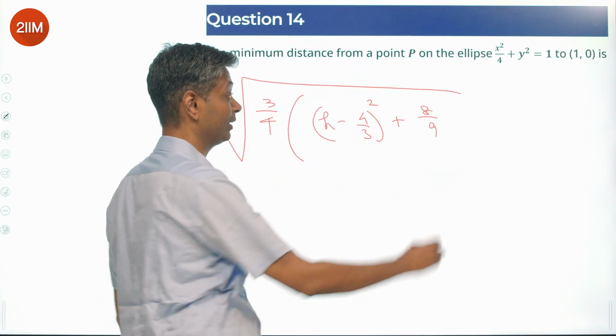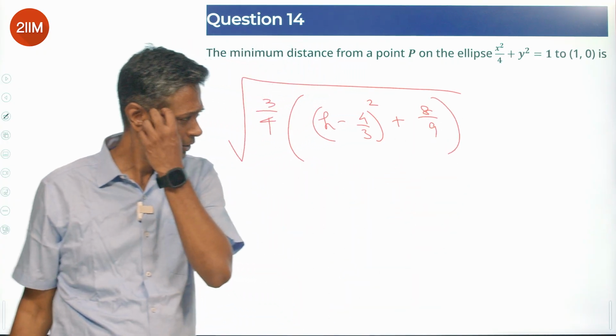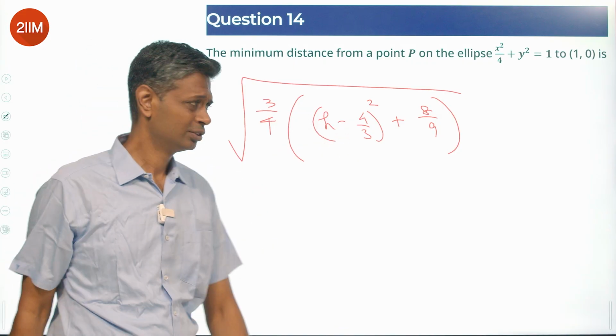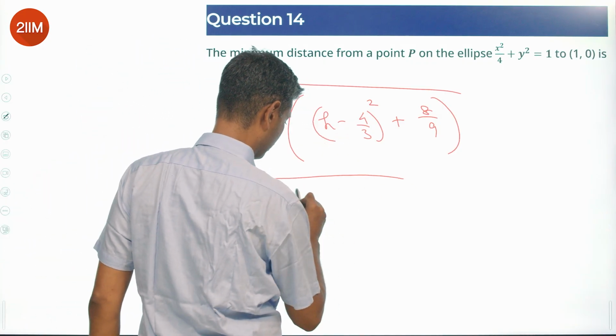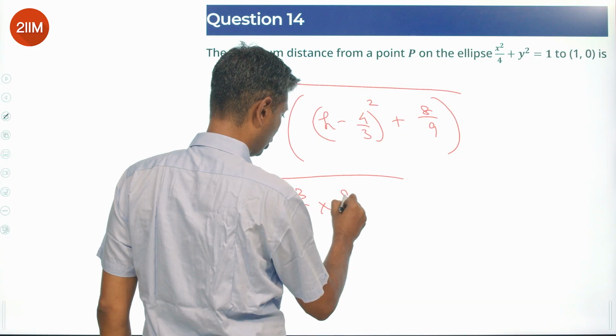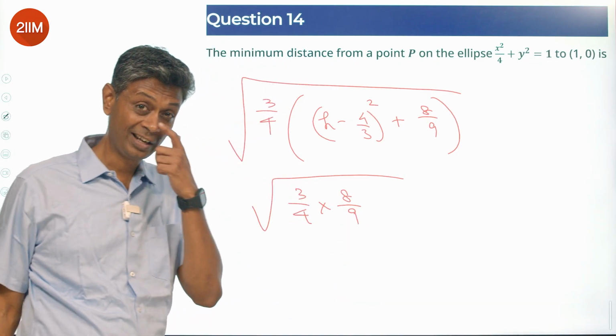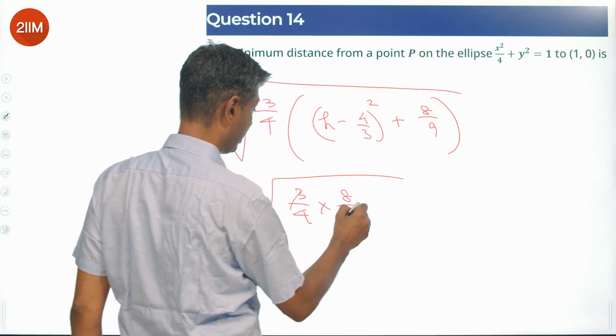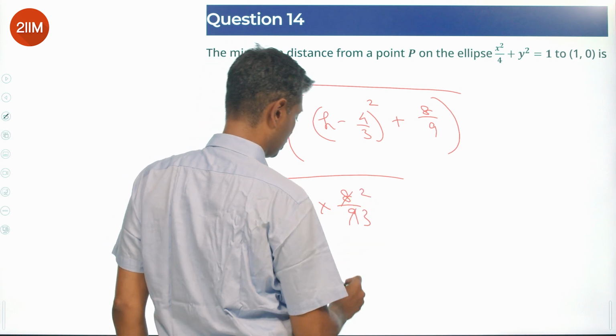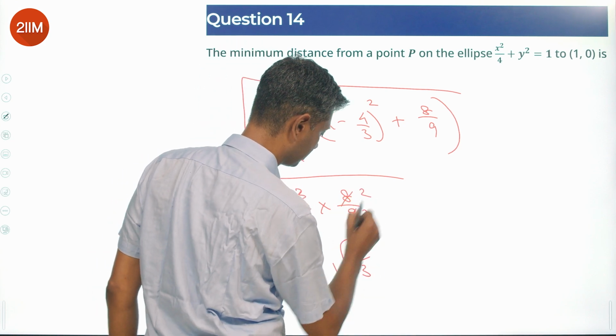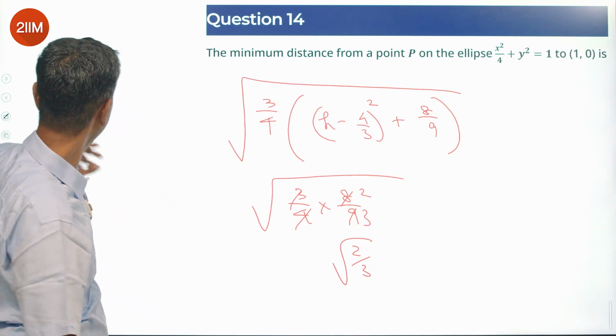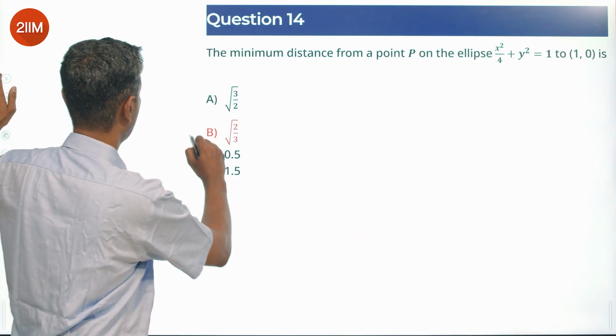You want to minimize this. The minimum value this can take is 0. So we have nothing but square root of 3 by 4 into 8 by 9. This expression I really like because a bunch of things get cancelled. Anytime that happens, I really like this. Just square root of 2 by 3. Hopefully that is there in our choices, and yes, it is there.